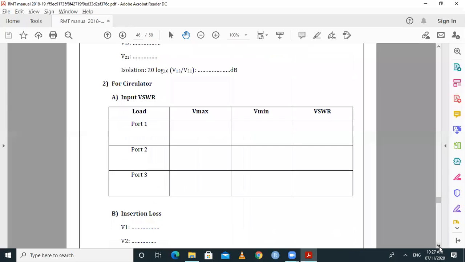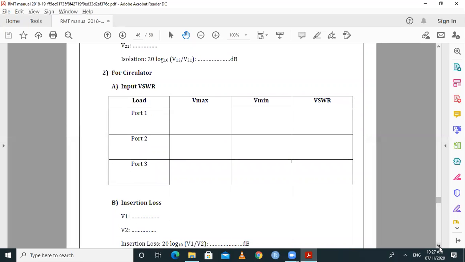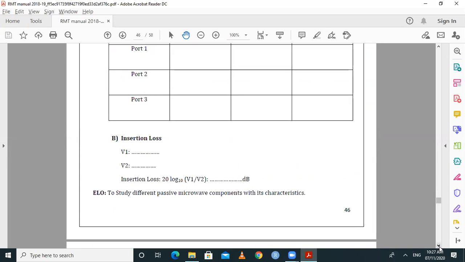And for the circulator, you can repeat the procedure for the isolator. You can calculate the VSWR for ports 1, 2, and 3. Similarly, you can calculate insertion loss from V1 and V2. So this is for this particular experiment, isolator and circulator.